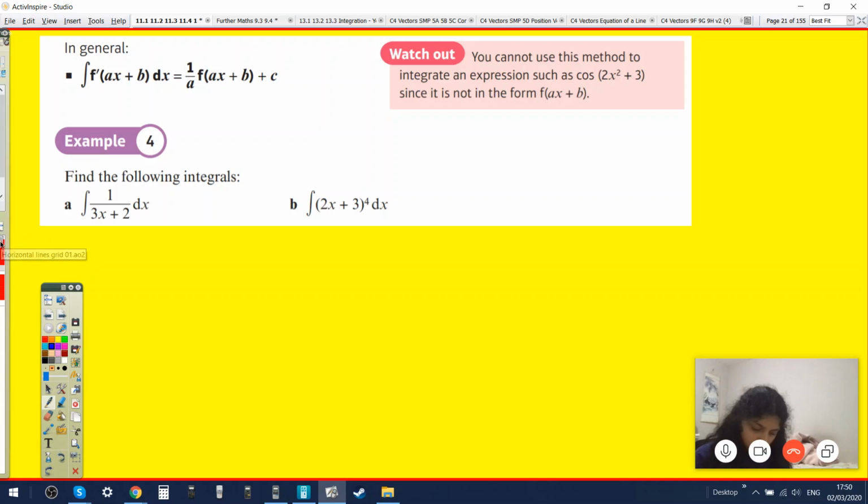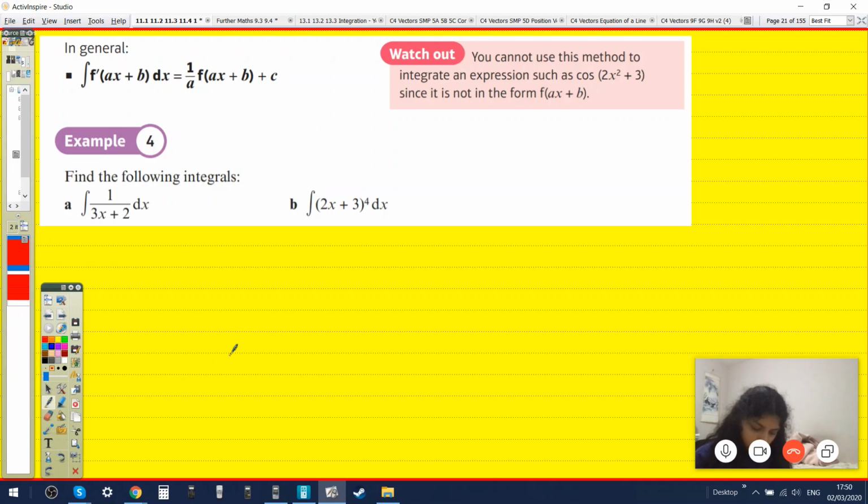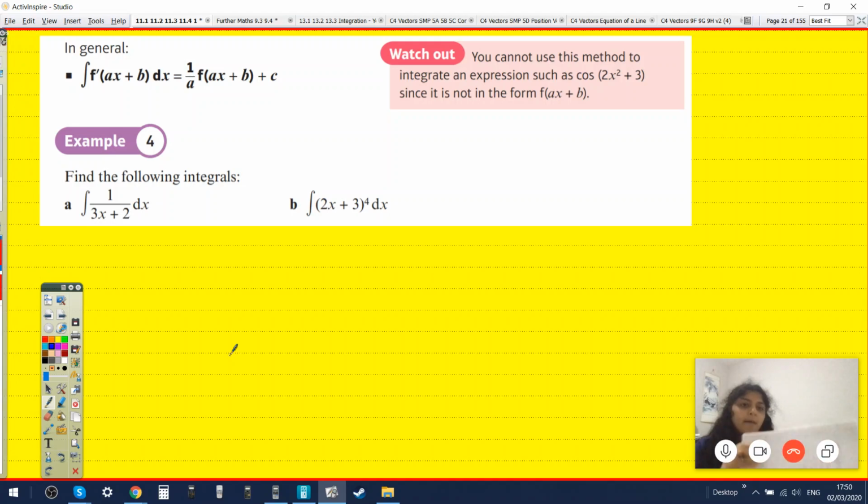Now let me go back. How about A? Why does it say f dash ax plus b? It is the integral of f dash, which is just the f of x. So the integral of the derivative is just the function. It's just to keep the notation simple.